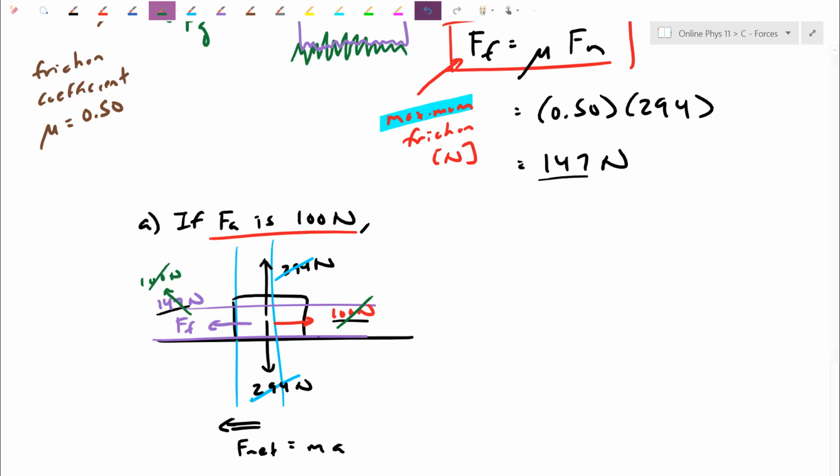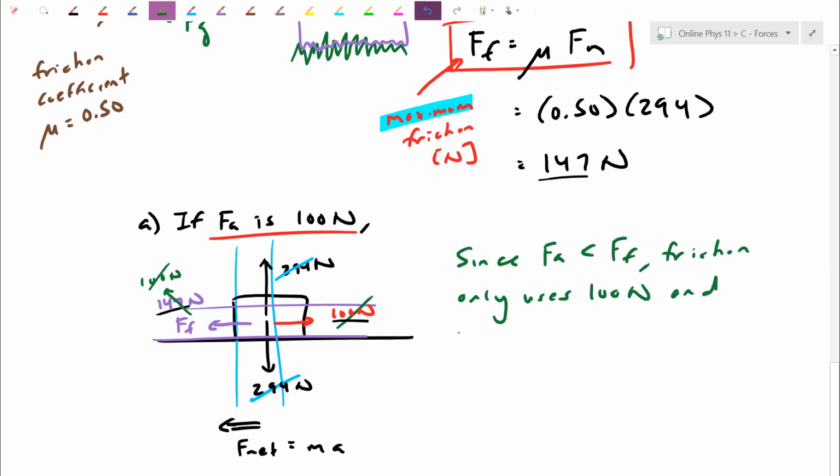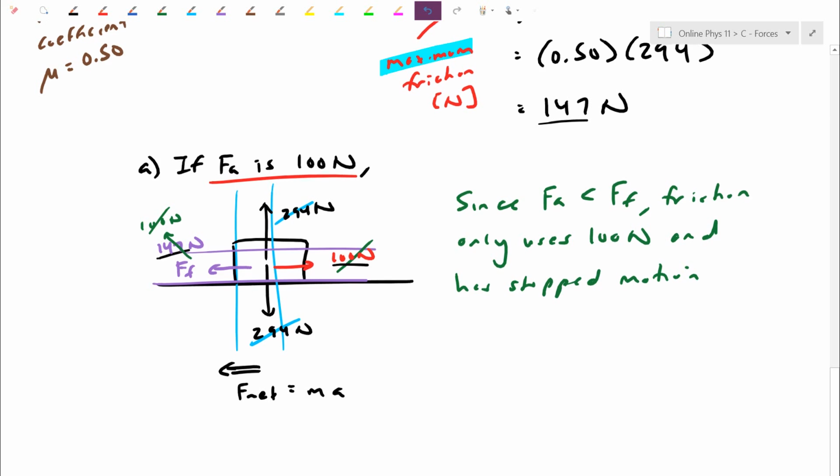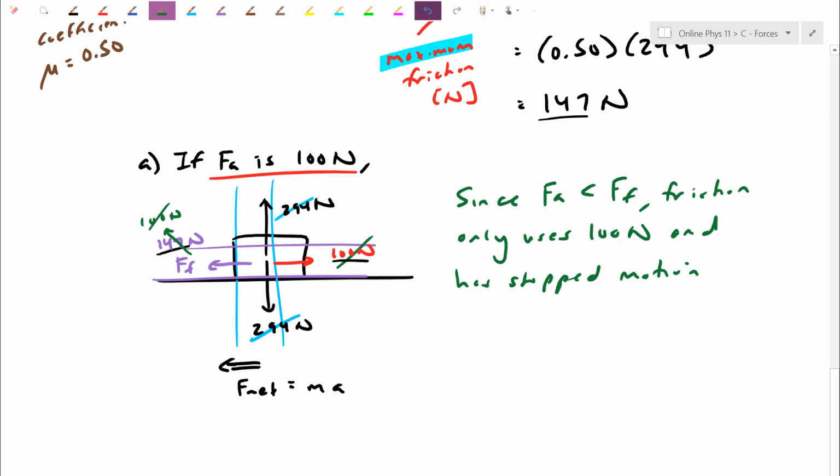So this formula, FF equals mu Fn, is nice in giving you the maximum amount of friction, but especially in this case, let's just write down in words. Since Fa is smaller than friction, friction only uses 100 newtons and has stopped motion. That's all it needed to push to get rid of your 100 newtons. And when it's stopped motion, this object just continues at rest because there is no unbalanced force. Newton's first law says if we were at rest, we just stay at rest.